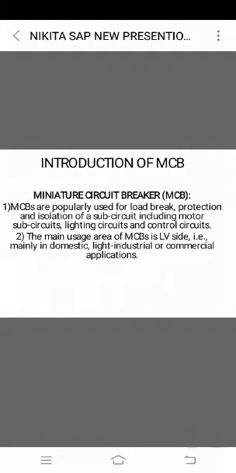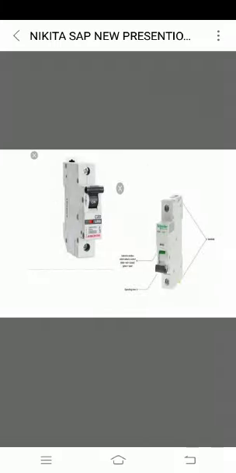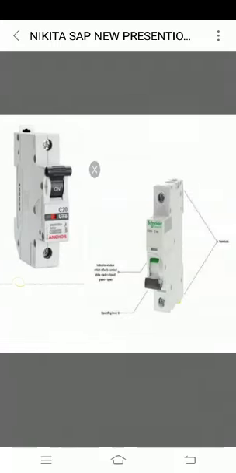The main use area of MCB is the LV side, that is mainly in domestic, light industrial and commercial applications. Means MCBs are most commonly used in domestic, industrial and commercial applications. Here are some pictures of MCB that we can see.